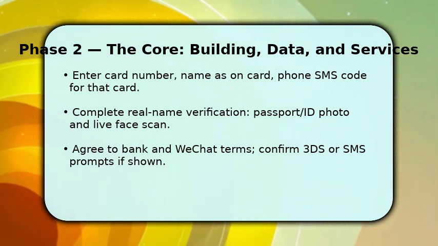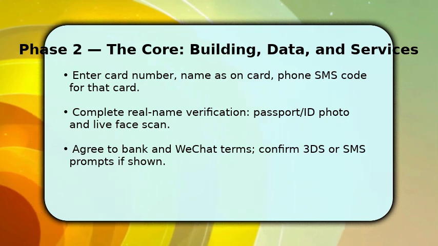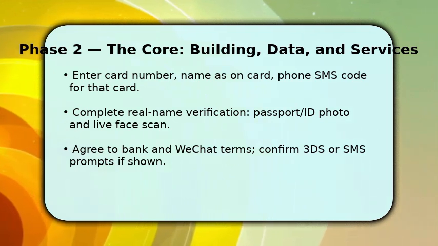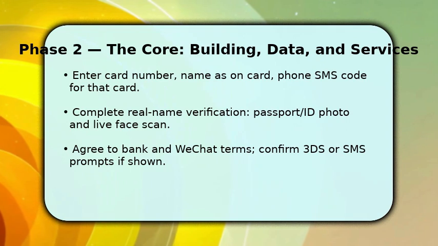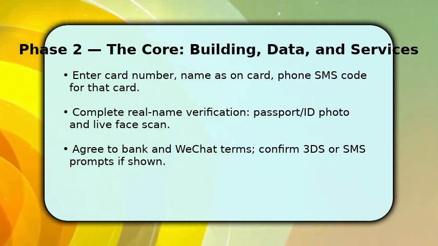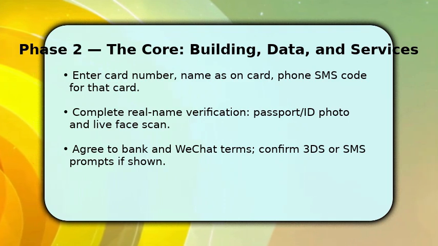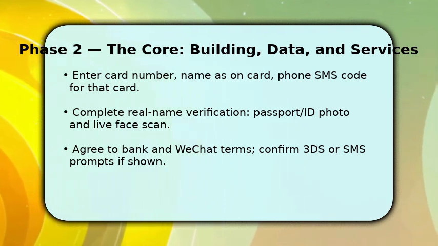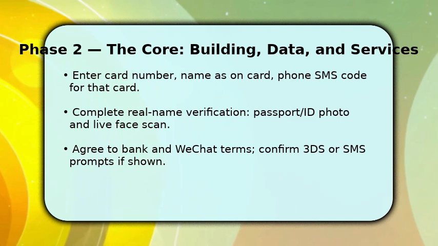WeChat sends an SMS to the linked Chinese number. Enter that code promptly. Next, follow WeChat's identity verification. Photograph your ID or passport, then complete a live face scan. This confirms match to the ID. You will also accept bank and WeChat terms.